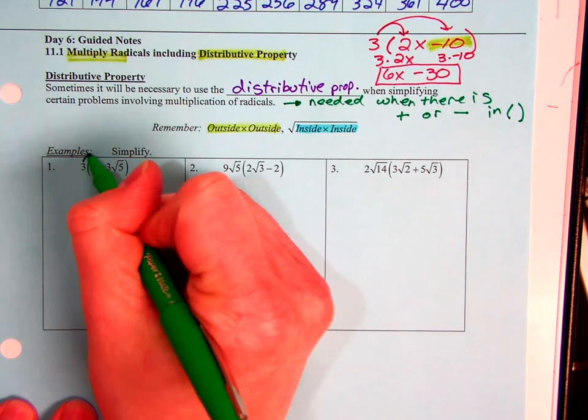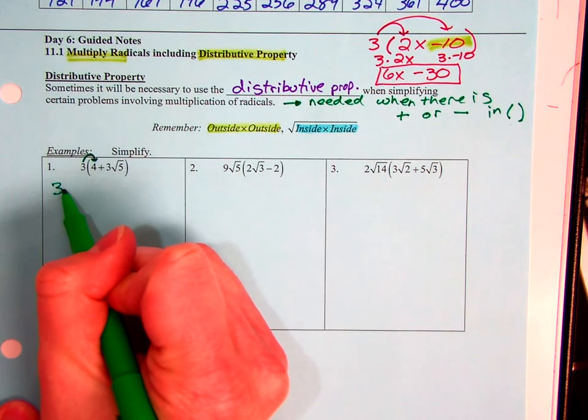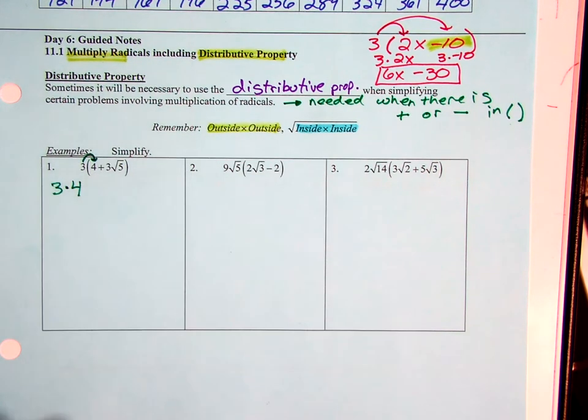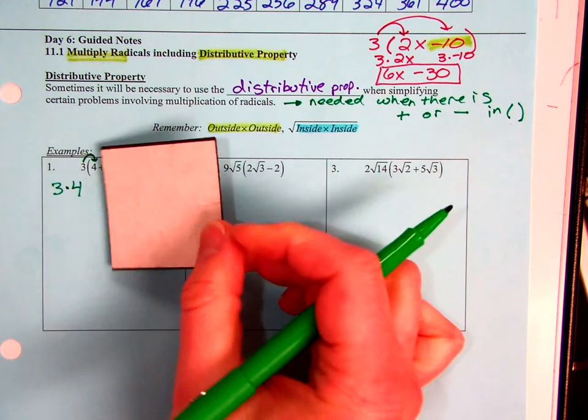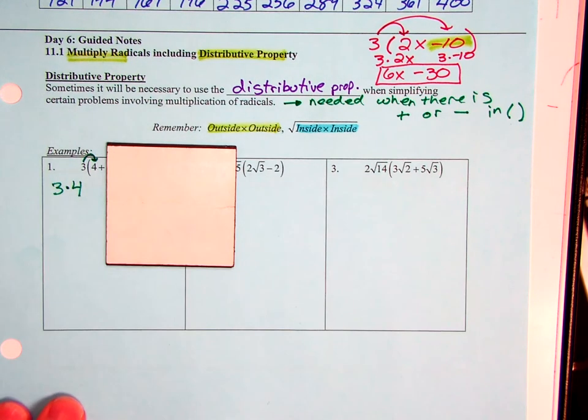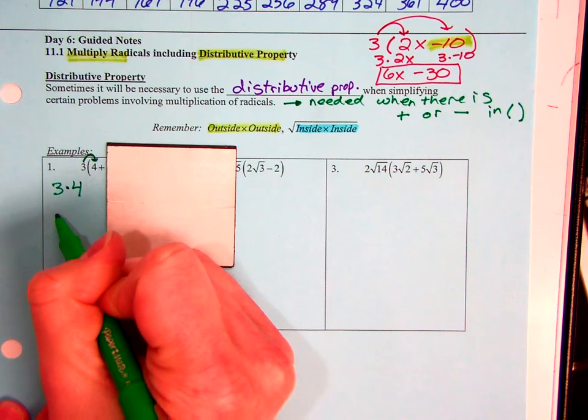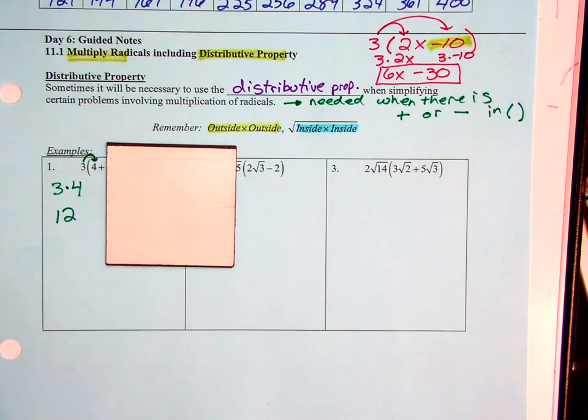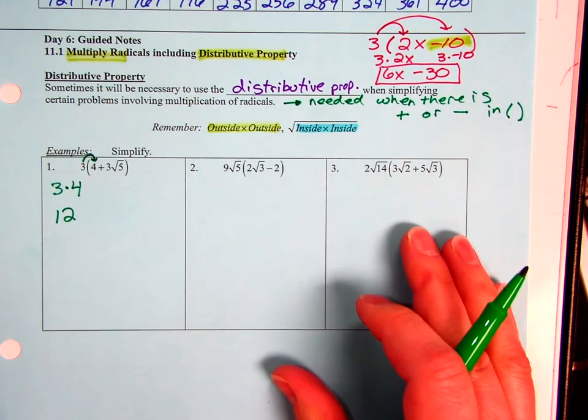So the first thing I'm going to do is multiply the 3 times the 4. And then I'm going to cover everything else up because that's all I have to focus on right now. Well, 3 times 4 is 12. Is there anything else for me to do here? No, because there's not any square roots. There's nothing to reduce, so I'm good at that point. So that first step was pretty easy.